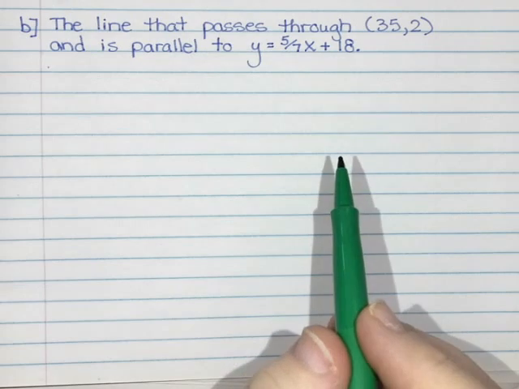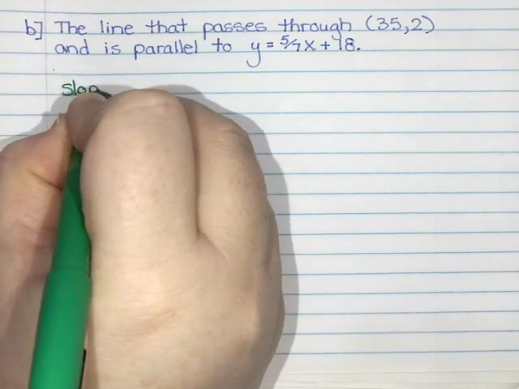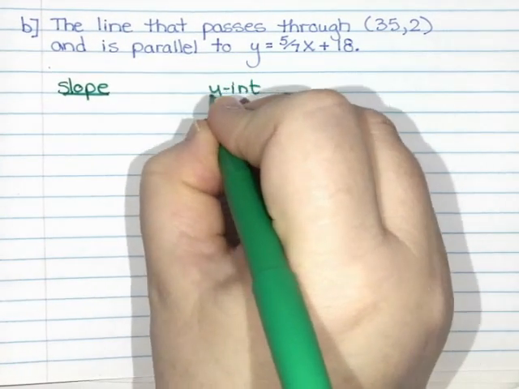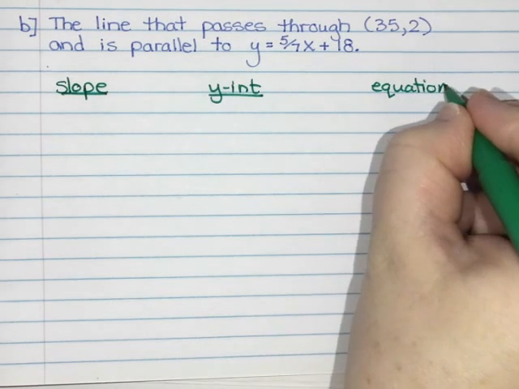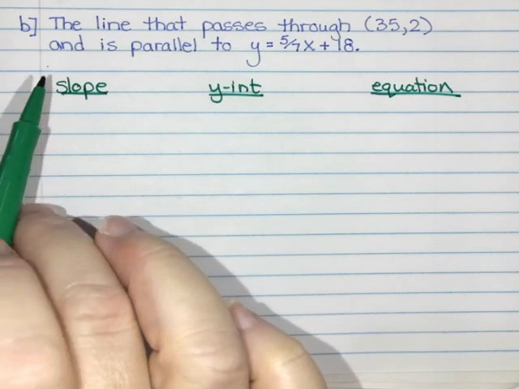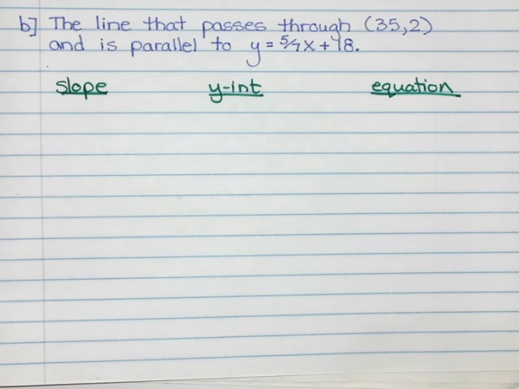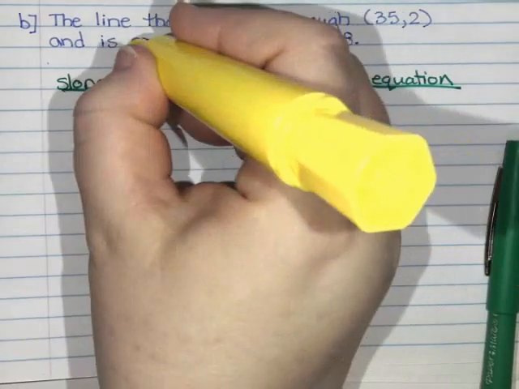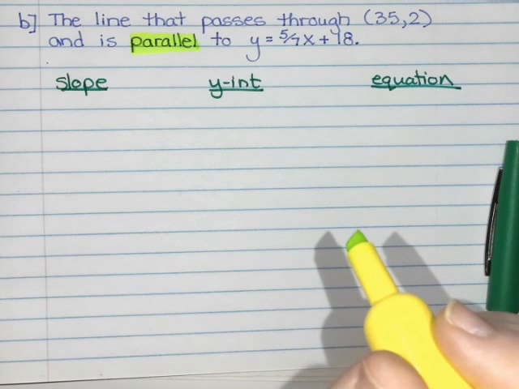So anytime you're doing an equation, there are two things you need. You need slope and you need y-intercept. And together, we are going to make an equation out of that. Okay, so slope. When I read through the question, they didn't explicitly tell me what the slope was, but I do see the word parallel. And parallel is secret code for slope.